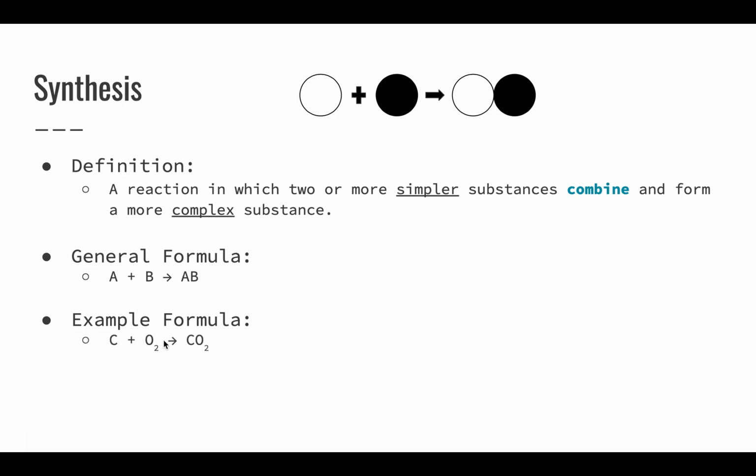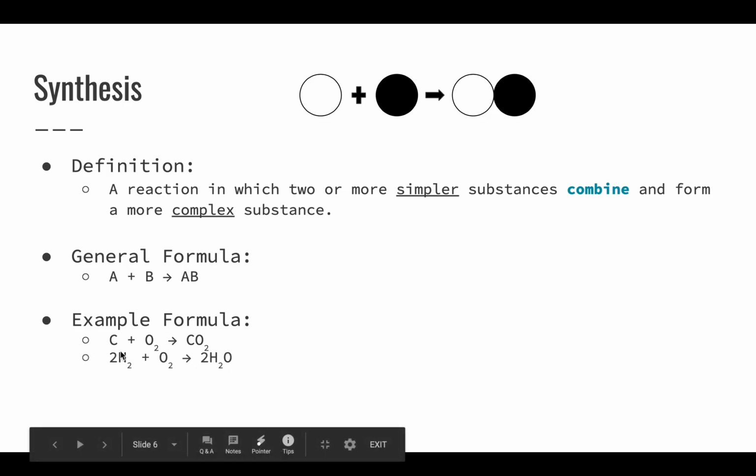This is a real chemical formula. Carbon plus O2 yields carbon dioxide. So 2 things by themselves combine and form 1 thing together. Also, our formula for water: hydrogen plus oxygen yields water. So 2 things on my reactants, 1 thing on my product. That's a for sure giveaway of synthesis.